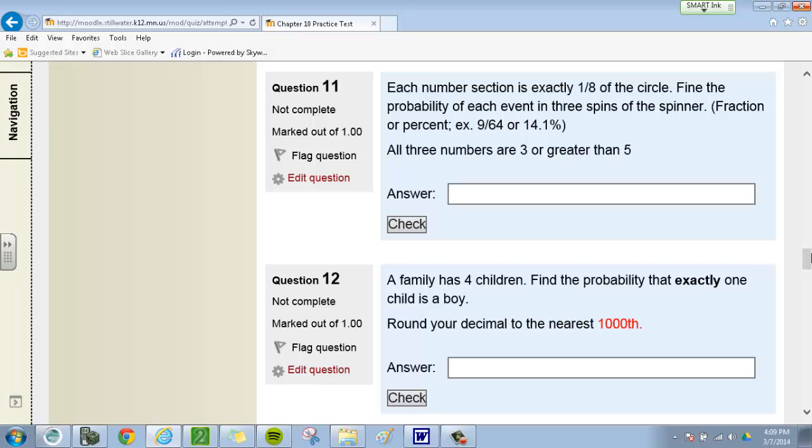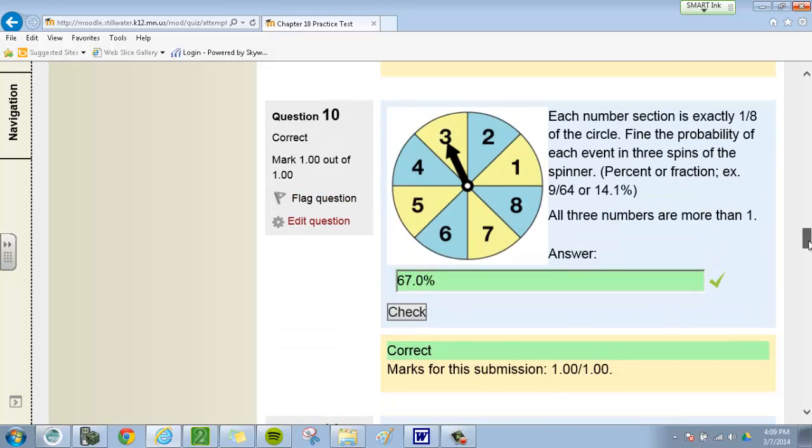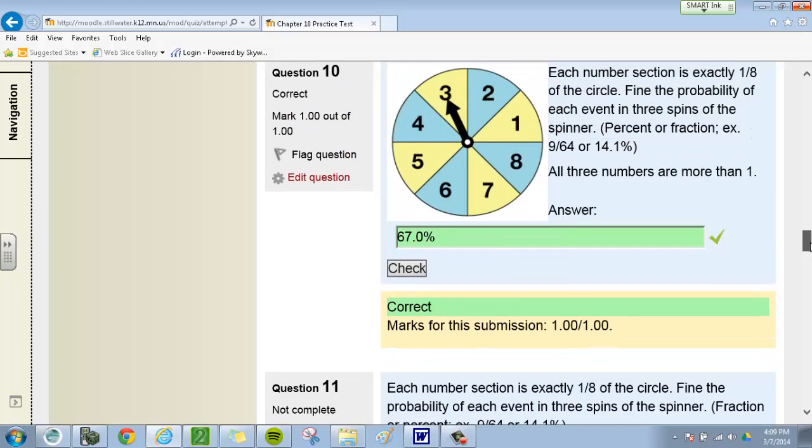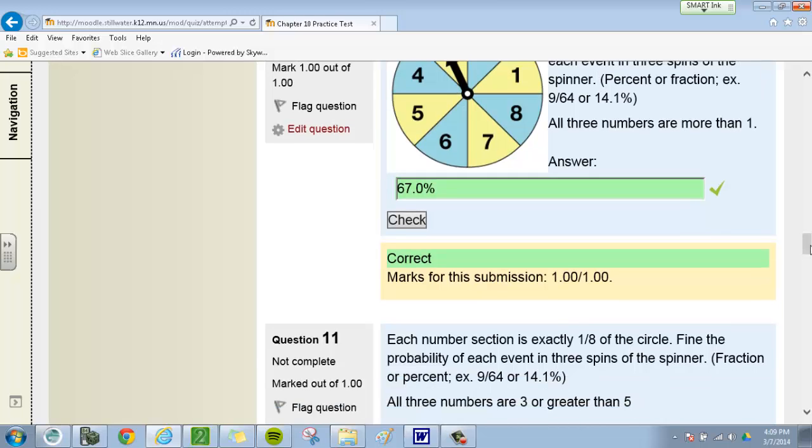Okay. Each number section is exactly 1/8 of a circle. Find the probability of each event in 3 spins of the spinner, fraction, percent. All 3 numbers are 3 or greater than 5. Okay. It'd be nice to have that picture again. Let's use that picture for this one too. Okay, so going up a little bit higher. All 3 numbers are 3 or greater than 5.